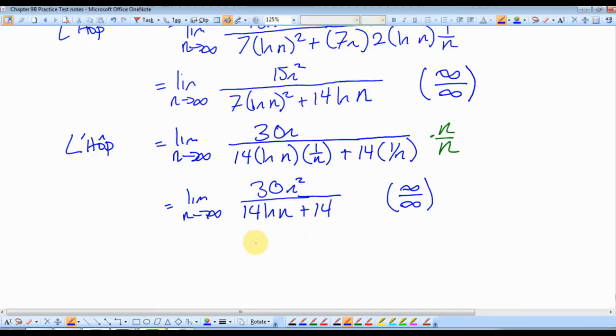No, now they're gonna think that we're lazy. But you already know that it's... Do you know how many more times we're gonna have to L'Hopital it? This is it. Infinity. 60n, 14 over n.